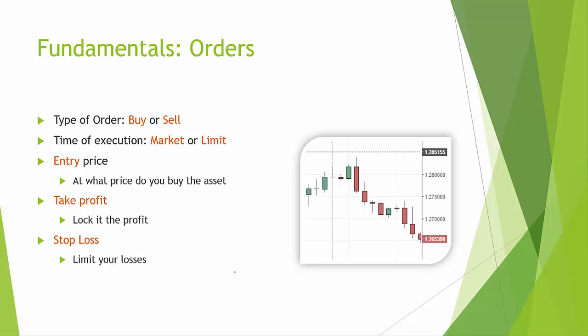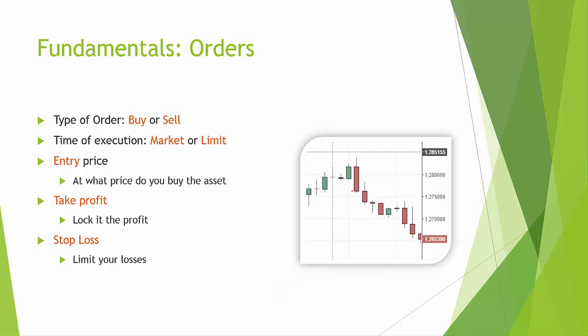When looking at when the order is executed, we have two types of orders. We have a market order and a limit order. A market order is when the price is executed at the current market price, as we see right here. We can also ask for a limit order. Then we define a price at which we want the order to be executed.